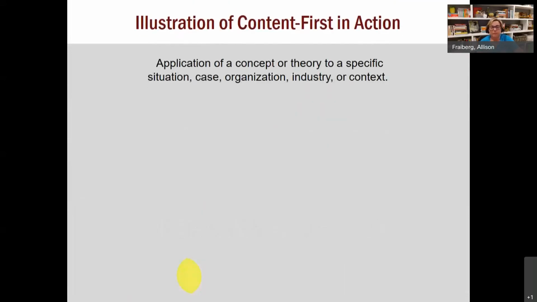Now, here's an illustration of content first in action. And what I'm choosing here is the critical approach. Remember, lecture 2 was critical approaches. And we talked about an application. We talked about unexpected similarity, unexpected difference, assumption, dismissal, and omission as our possible critical approaches for an analysis. Well, I'm taking the first one. This is the application, okay, of a concept or a theory to a specific situation, case, industry, organization, context. Okay? We're taking a concept and applying it to something.